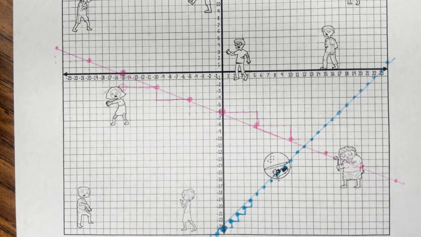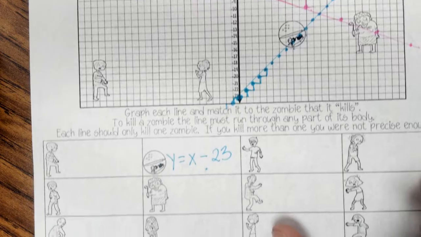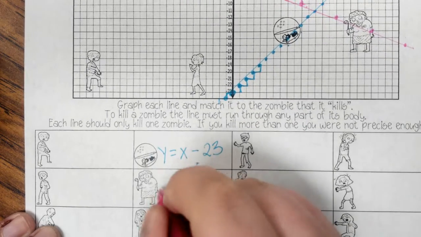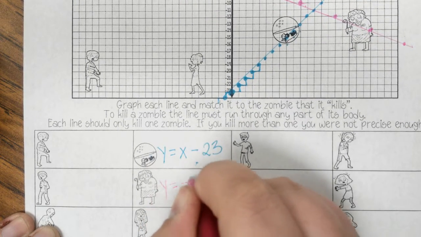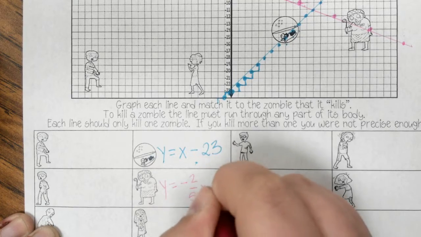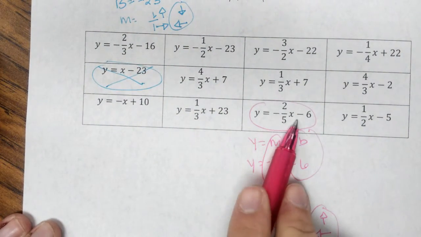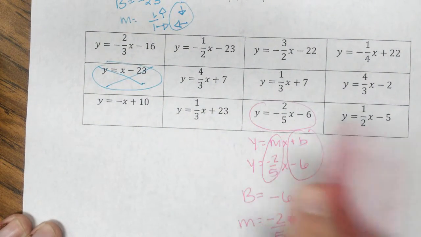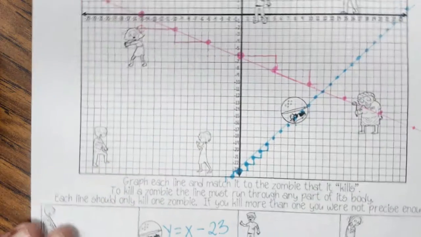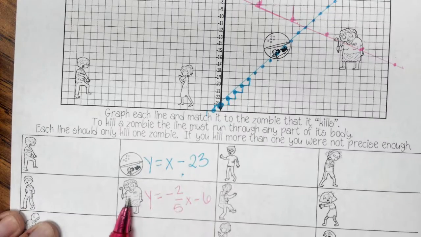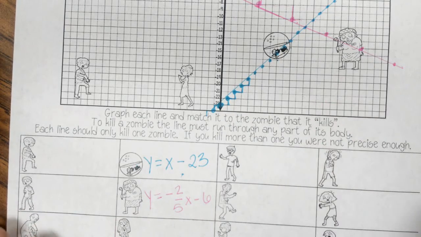So by the grandma zombie, we're going to write y equals negative 2/5 x minus 6. Again, you're just rewriting the equation that you graphed, by the zombie that line killed, the grandma zombie.